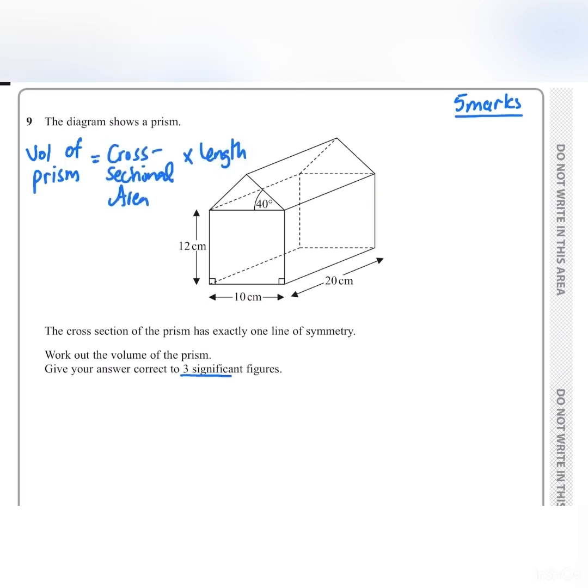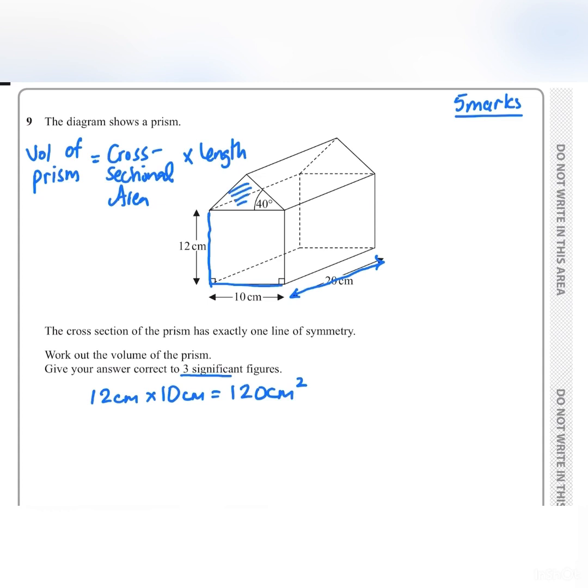Okay, now the cross-section area is this area at the front here, all of this, and then we will simply times that by 20, and that will give us the volume. Now to find the area of the cross section, one part of that is quite straightforward, because we have a rectangle 10 by 12 at the front. So we can start off by doing 12 centimeters by 10 centimeters, which is 120 centimeters squared. Now we need to work out the area of this triangle here.